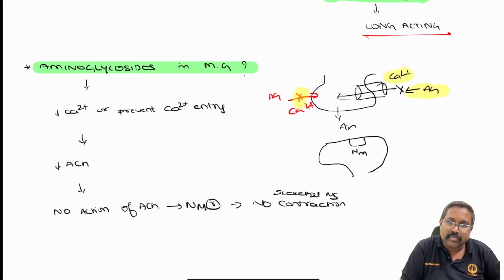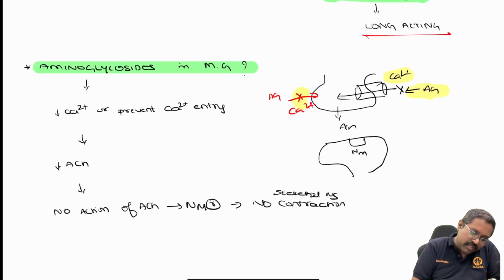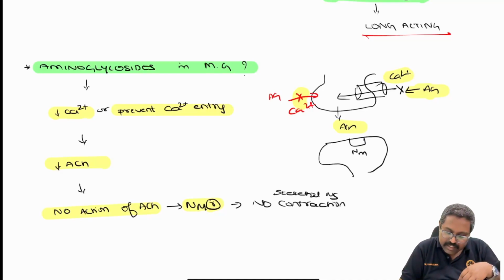So what happens if there is a block in the entry of calcium? The action potential will not be generated, thereby the action potential will not reach the presynaptic junction. Whatever vesicles contain the neurotransmitter will stay there itself. It will not be released into the synaptic cleft. So there will be prevention of calcium entry, and in turn it leads to a decrease in calcium release and a decrease in acetylcholine release. Thereby there is no action of acetylcholine on the NM receptors, the post-junctional receptors, and there will be no contraction of the skeletal muscles.